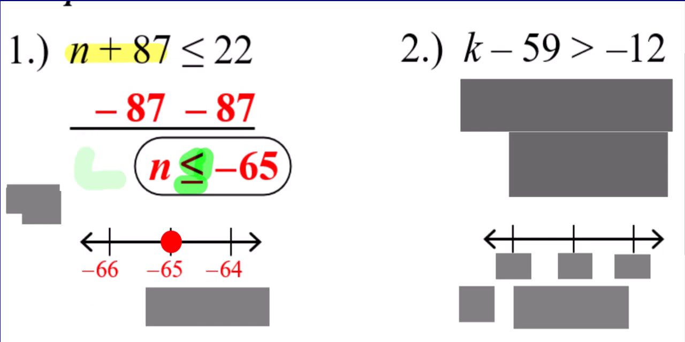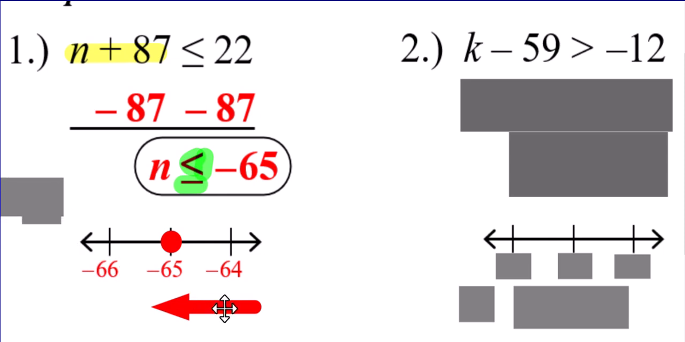Since it is less than or equal to negative 65, we have to go to the left of negative 65. As you go left, the numbers get less. Doesn't matter that they're positives or negatives, doesn't matter. Left is always less, greater would always be right.